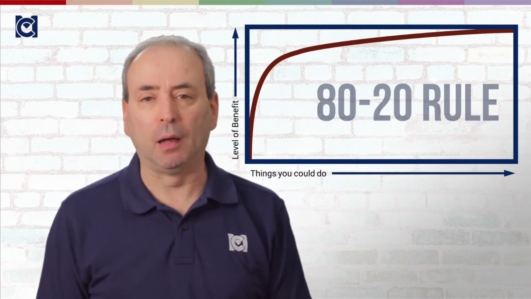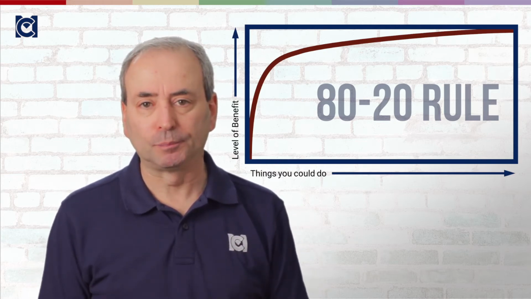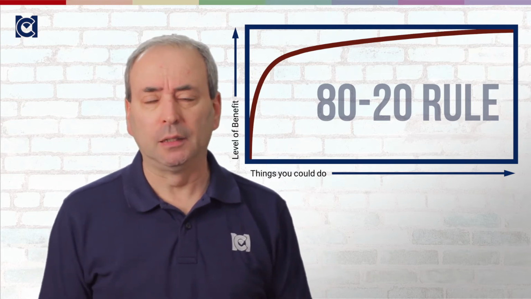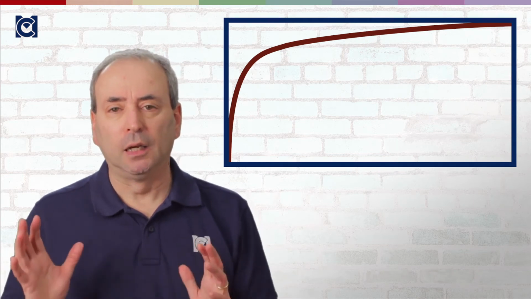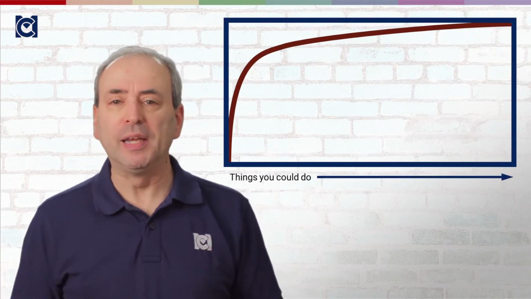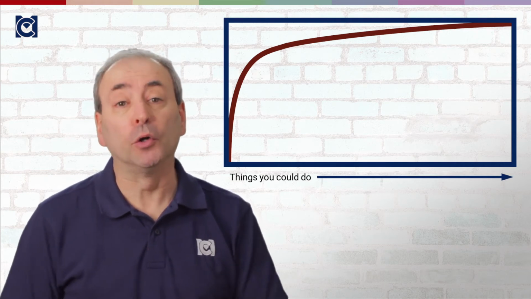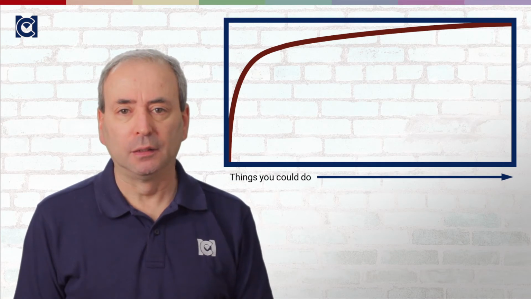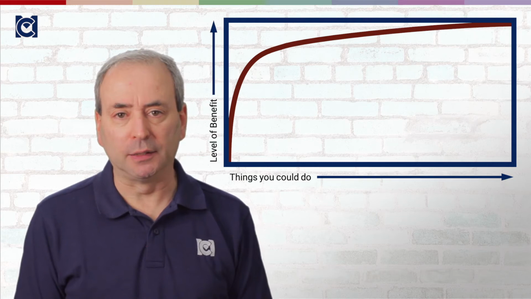So how do we apply the Pareto Principle to prioritizing our workload? Well, let's start with a chart which illustrates the Pareto Principle. Along the horizontal axis, we could list all the things that we need to do, and this could simply be lines of your to-do list or your could-do list. On the vertical axis, we can measure the cumulative benefit of doing those things.